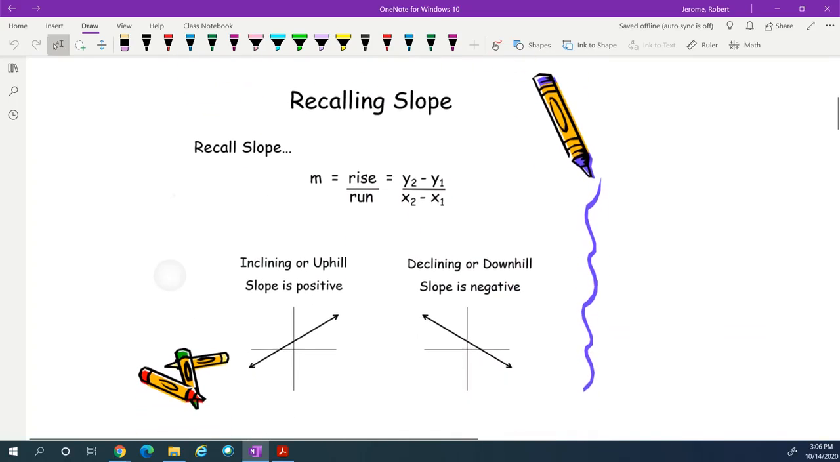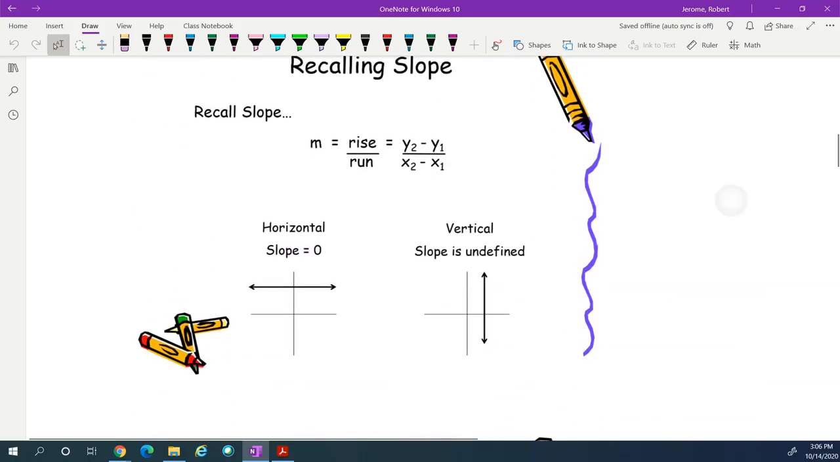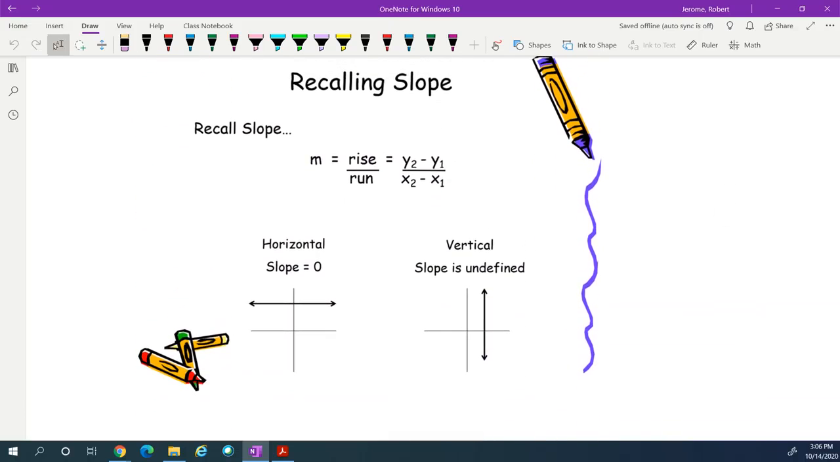First, let's recall a few things about slope. And we've been reviewing this for a while. Slope is rise over run. We have a formula, y2 minus y1 over x2 minus x1. And positive slope means it's an uphill, negative slope downhill. A horizontal line has a slope of 0. We should never say no slope. There is slope. The value is 0.